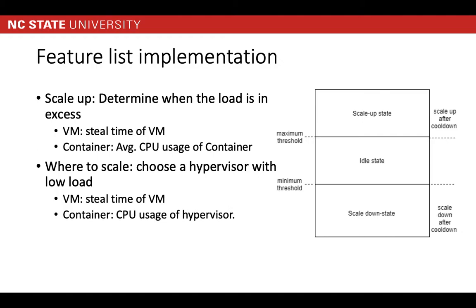Next, let's move on to the feature list implementation. So when do we scale up? Metrics for that. We are considering steal time as a metric to determine when the system is high on load and when the system is not. So we have a maximum threshold for the steal time. Whenever the steal time for that particular system goes beyond the maximum threshold, we will scale up.